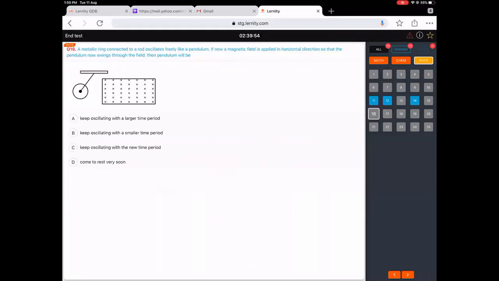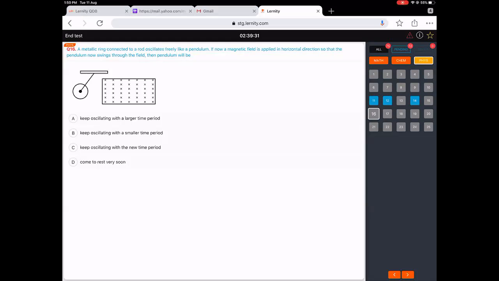Okay. A long metallic ring connected to a rod oscillates freely like a pendulum. If now a magnetic field is applied in horizontal direction so that the pendulum now swings through the field, then what is going to happen, they are asking. Okay, so basically eddy currents will come.